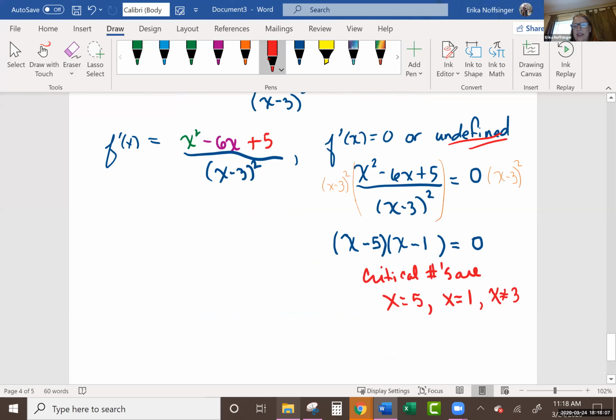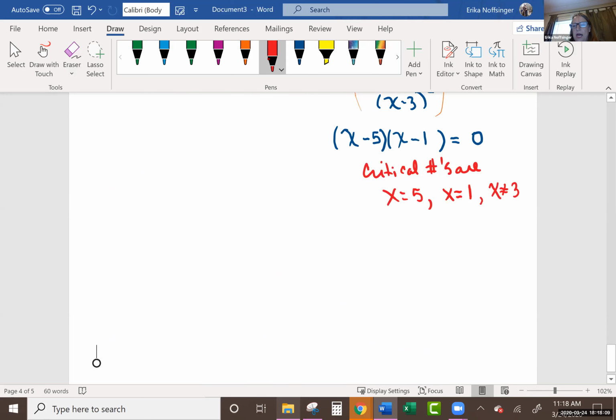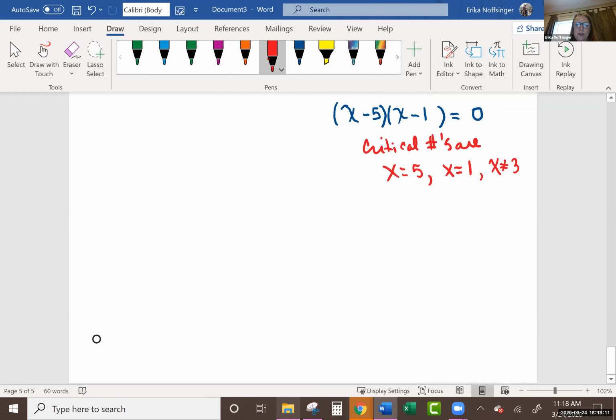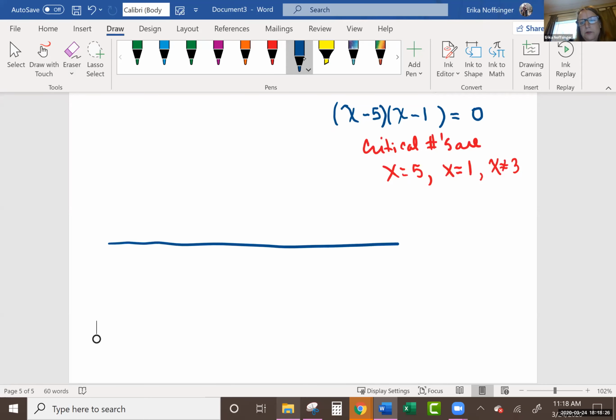So I know that x equals 3, since it's an asymptote on my original function, x equals 3 is not going to be a local extrema. But if they were asking me where it's increasing and decreasing, I need to know that anyways. But just keep that in mind when we're finding what's happening on the left and right of these critical values. And so plotting our values, I have 1, I have 3, and I have 5.